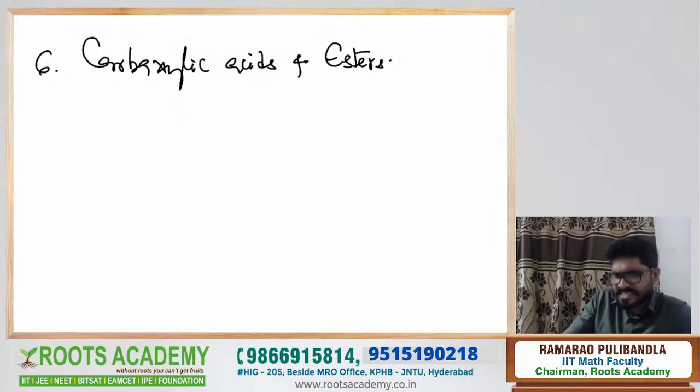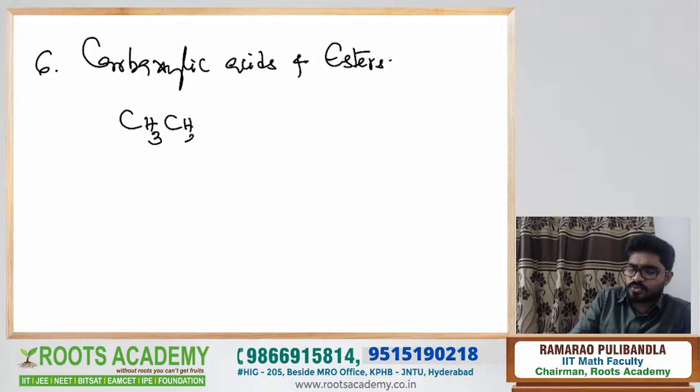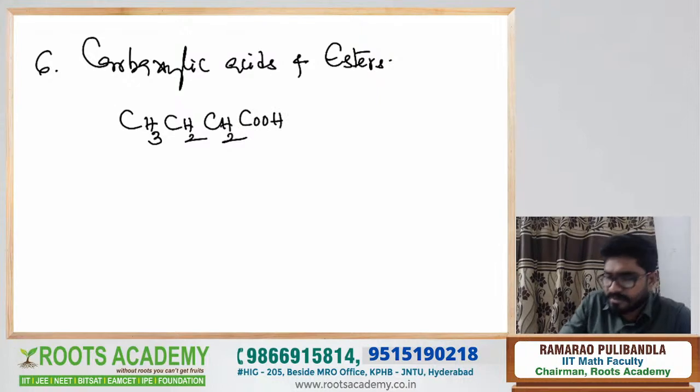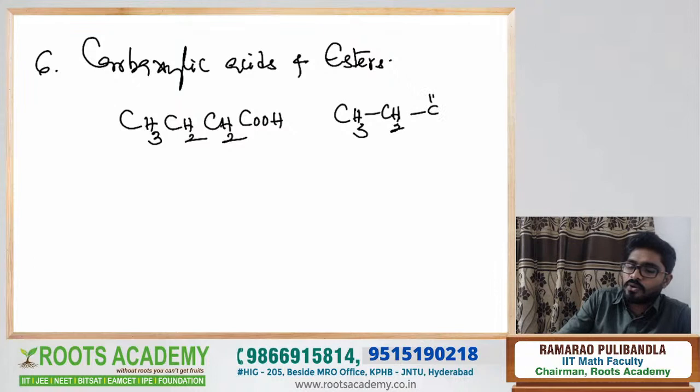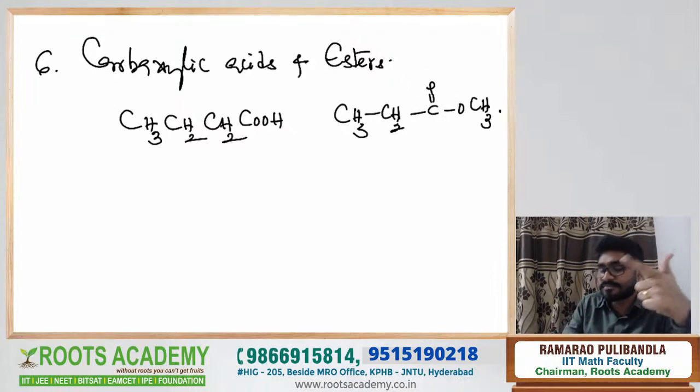So carboxylic acid and ester. If you consider any carboxylic acid, CH3, CH2, COOH, and with that I'm writing an ester, CH3, CH2, C double bond O, OCH3. Whatever it is, the number of carbon atoms, hydrogen atoms, and oxygen atoms should be the same in both structures. Now, 4 carbon atoms are there, no? For the IUPAC name, with 4 carbon atoms, the acid is called butanoic acid.